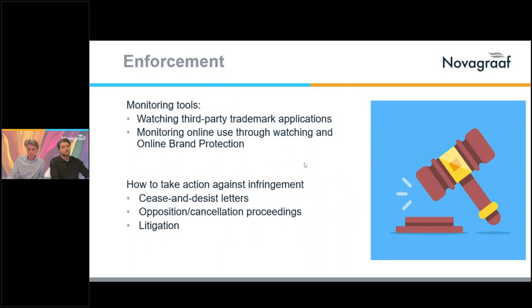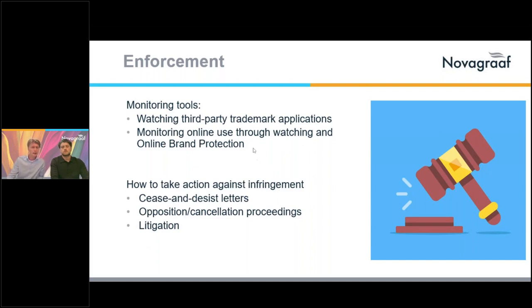And how do we detect trademark infringement? We have certain monitoring tools to detect trademark infringement. The first one is our watching tool. With our watching tool, we can monitor all trademark applications all over the world. And if they are close to the registered trademarks of our clients, then we will inform them about it, and then we will decide whether or not to act against it. And we also use online brand protection, in which we monitor online use of the trademark. And if we find something we don't like, then we can also decide to act against it.